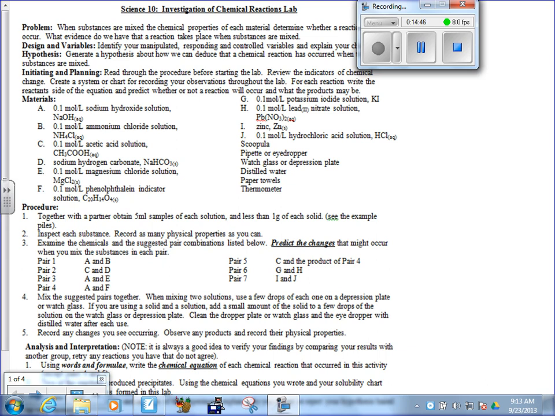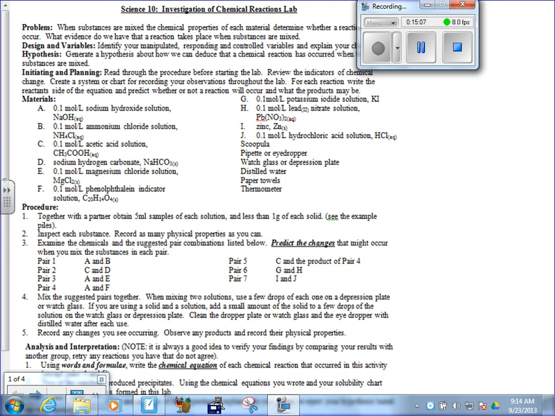Now, one of the things you're going to be using is this. This is a watch glass. They are in the cupboard over by Grant there, on the top shelf in the right-hand corner. Every group needs one of these, so you might have to do this by table. Grab one of these, and that's where your reactions are going to occur.